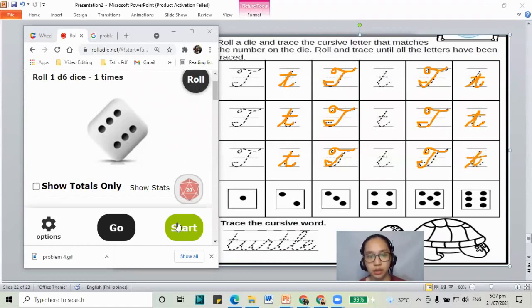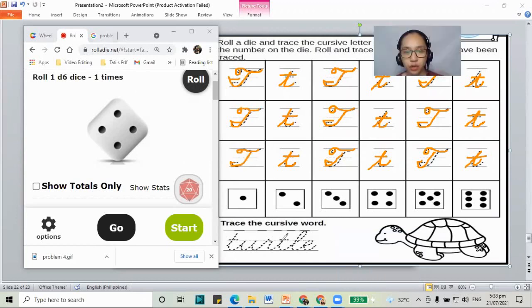Lowercase t. Let's roll the die again. This time, we have number 4, lowercase t. It's like a sword with a curly tail. And last one, capital T. Make a loop at the top, line down, a tail in. Make your letter T. And T is for the turtle.